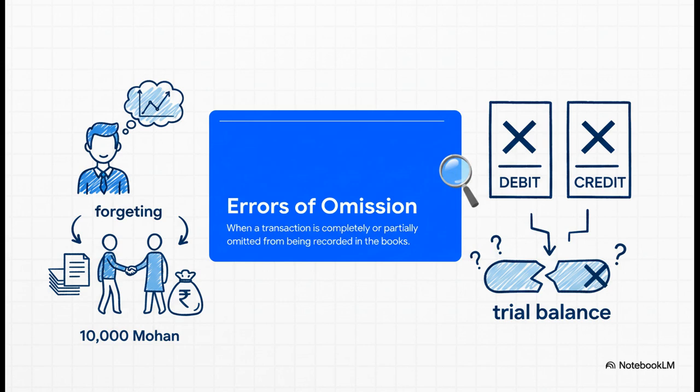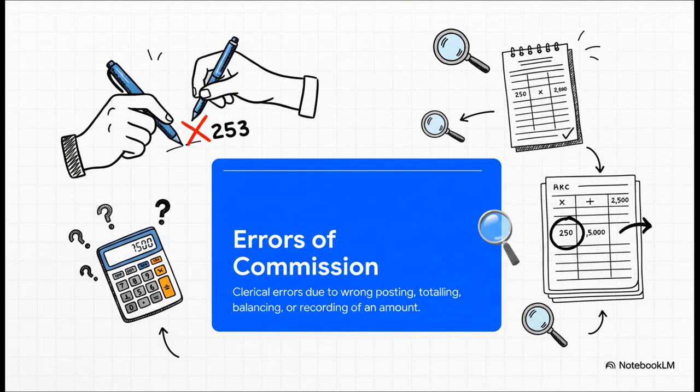First up we have the error of omission. This is exactly what it sounds like. You just omit something. You forget. Imagine you sold something to your friend Mohan for, say, 10,000 rupees, but you completely forgot to record the transaction. Since you didn't record the debit or the credit, the trial balance has no idea it even happened, so it still tallies.